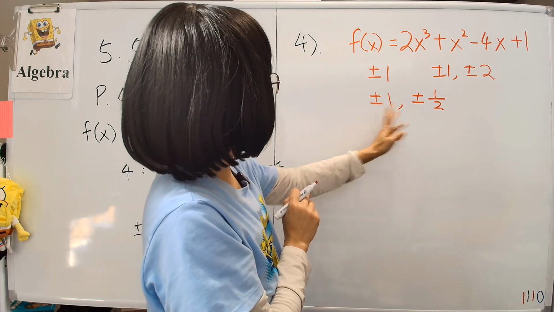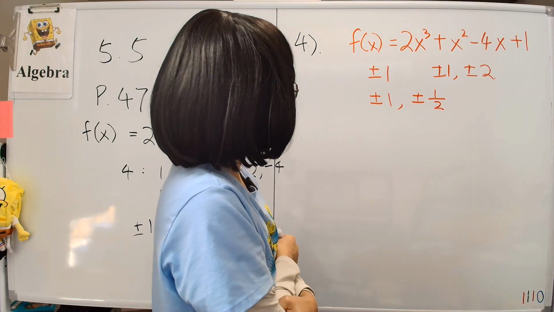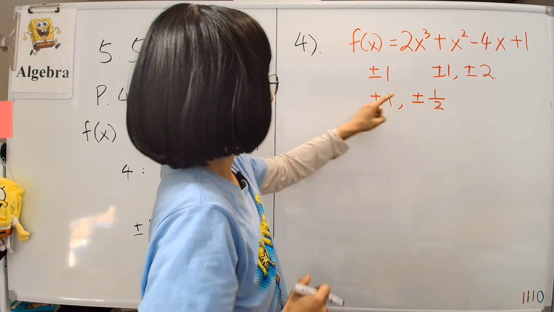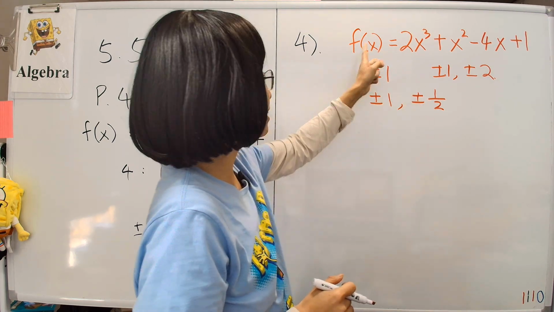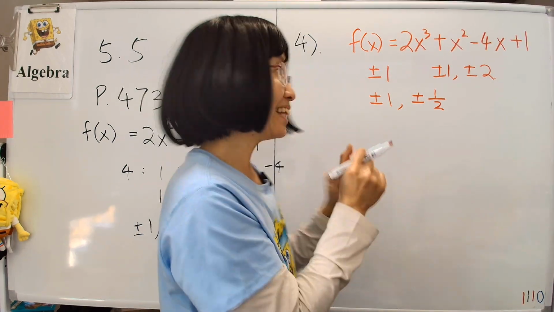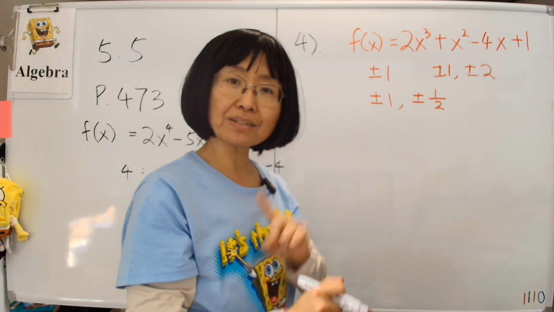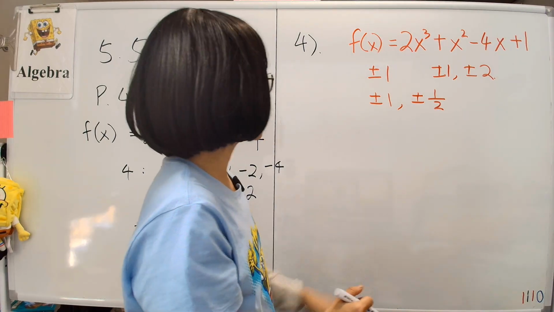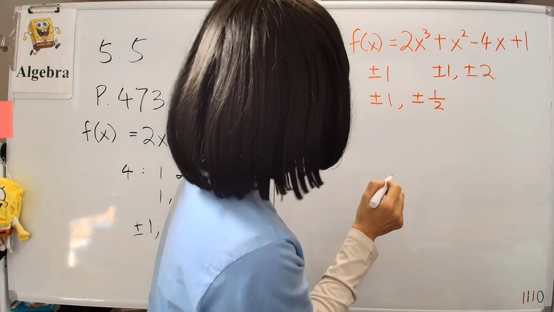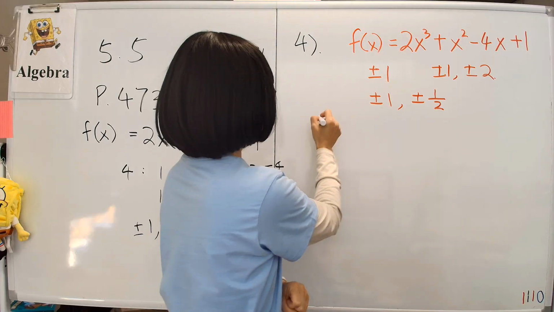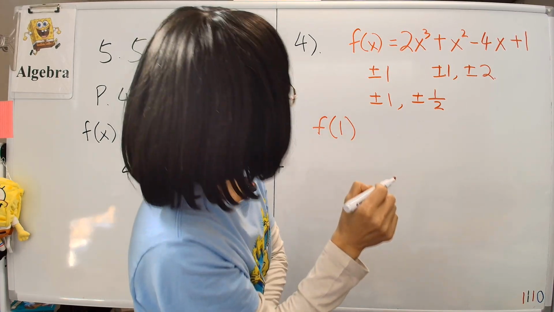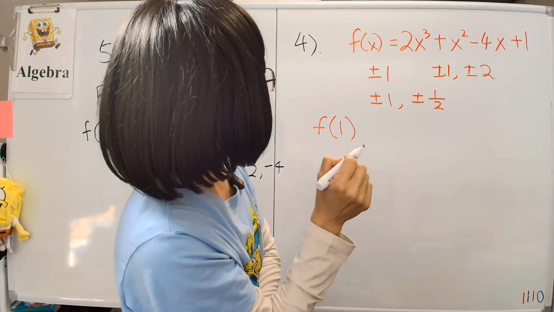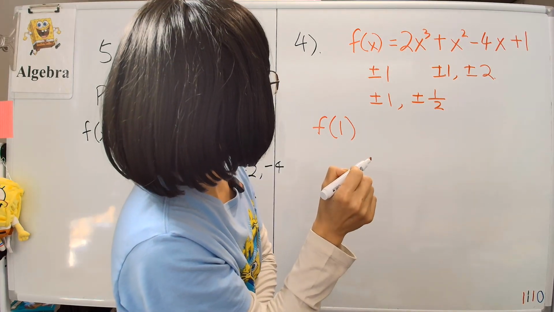So we have 4 options, and we need to plug all 4 numbers, which is positive 1, negative 1, positive 1/2, negative 1/2, in this thing, and not mess up, and then see if it equals 0. Because if it equals 0, then it is a factor. Okay, so let's consider f of positive 1. Start with the easy one. I think it's going to work.